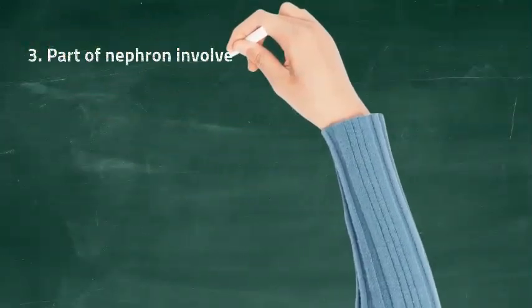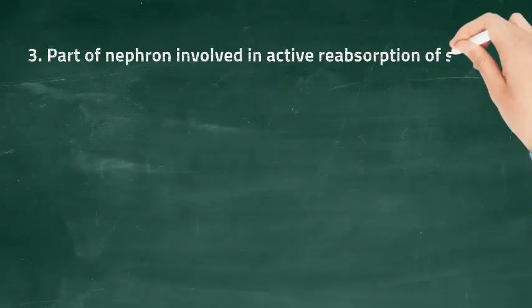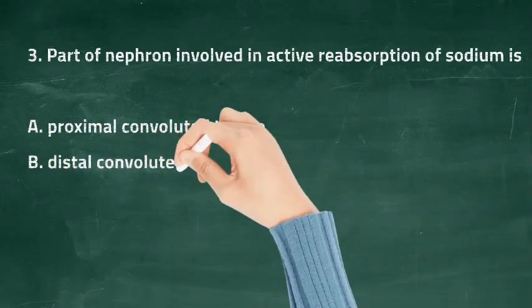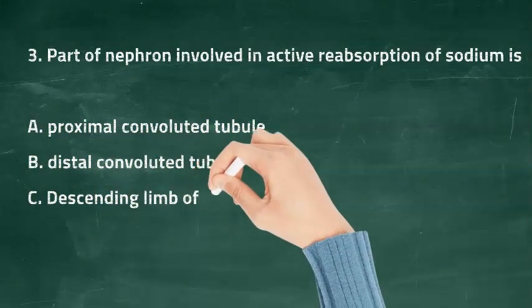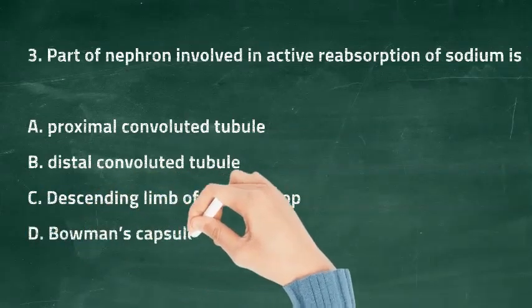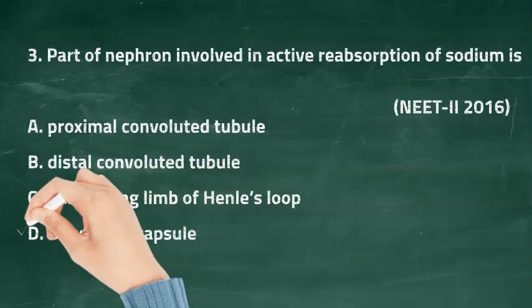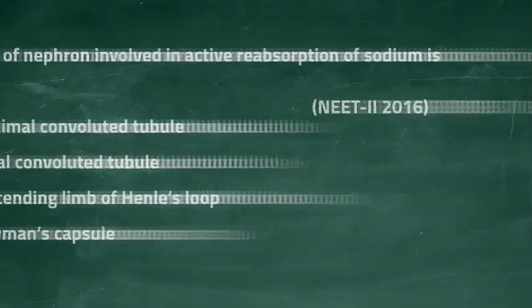Question third, part of nephron involved in active reabsorption of sodium is: option A is proximal convoluted tubule, option B is distal convoluted tubule, option C is descending limb of Henle's loop, and option D is Bowman's capsule. So the right answer is option D, which is Bowman's capsule.